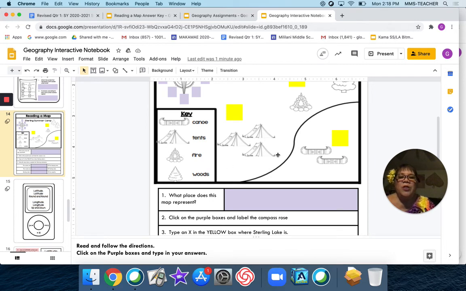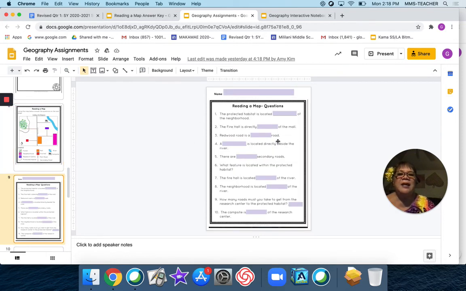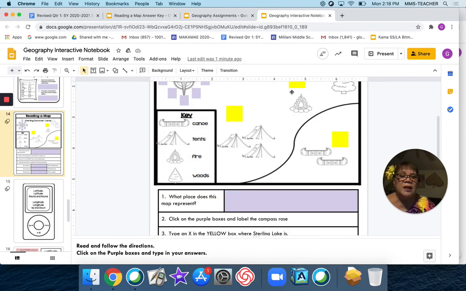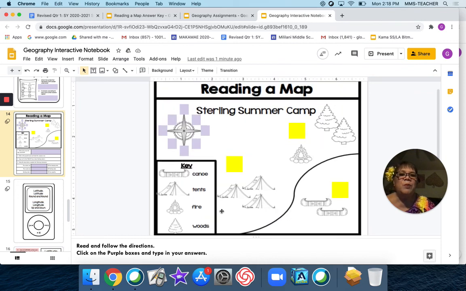Now, there's the Geography Interactive notebook where it has a practice in there as well. That's this one. Then you're going to go to the geography assignments where it has reading a map. Okay, then you answer the map questions. Remember, it's the geography assignments, this one, that's going to be counted as a grade. The other one that I had just gone over is just reinforcement, just for you to practice how to read a map looking at your directions.